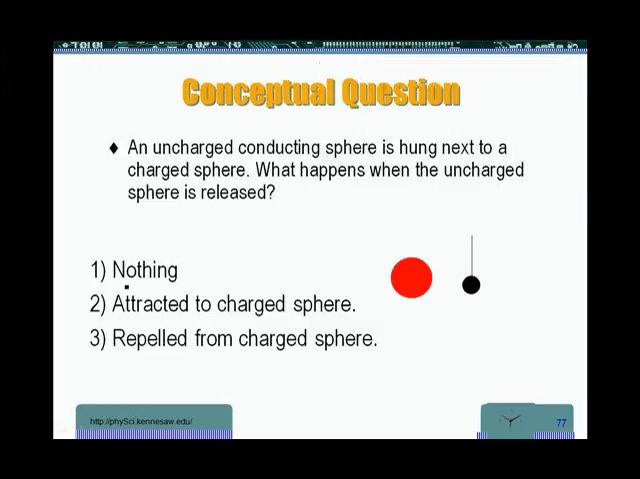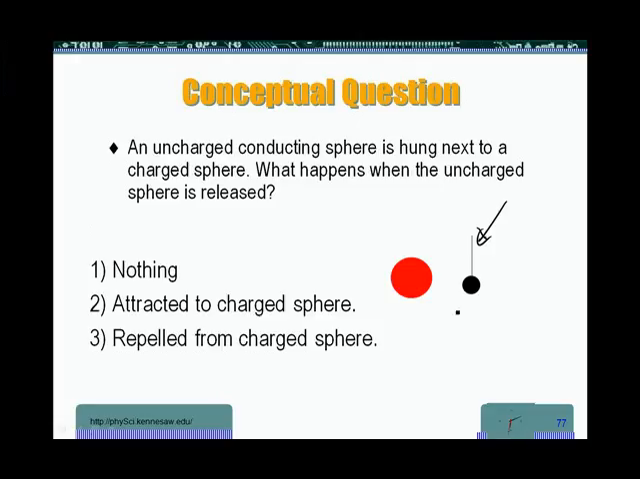Okay. This is an interesting question. We have an uncharged conducting sphere that I'm pointing to here. It is hanging next to a charged sphere. That's the red one here. What happens when the uncharged sphere is released? Now we have uncharged, meaning I have equal number of positive and negative charges, and then I have a charged sphere.